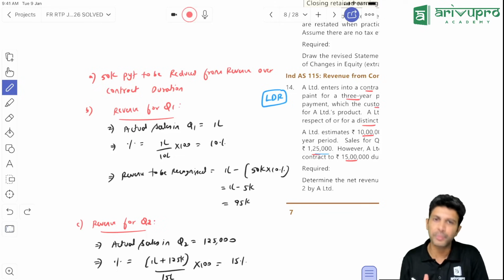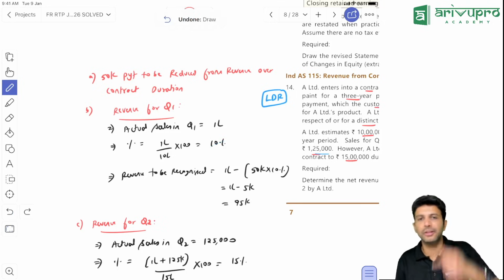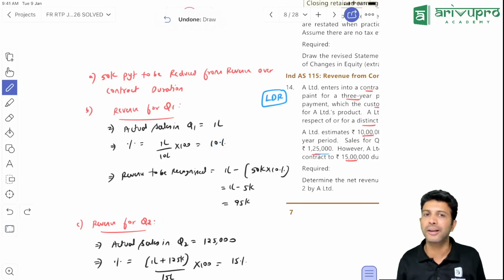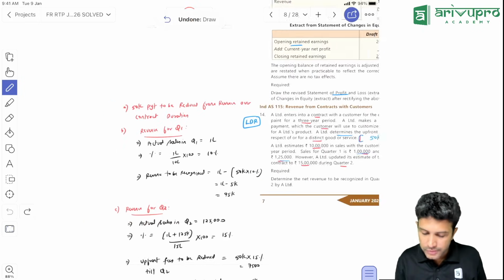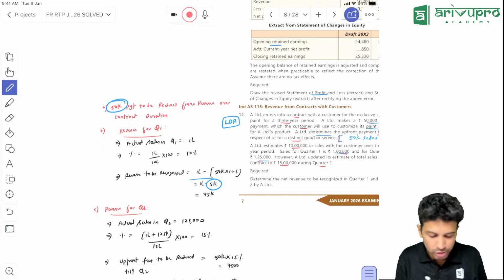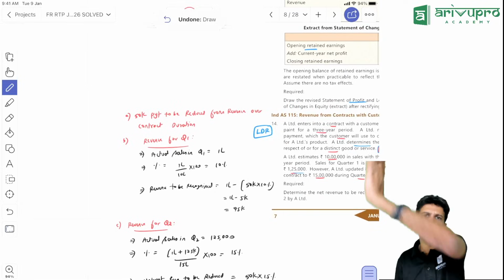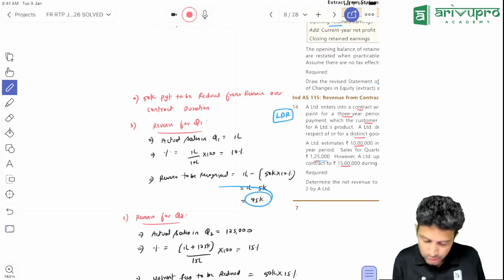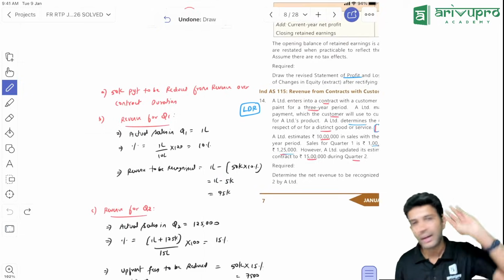How much to reduce from revenue? 10%. Why 10%? That's the percentage of sales completed in first quarter. So 10% of 50,000 is 5,000. So out of this 50,000 payment, 5,000 you'll reduce in first quarter. Remaining you'll reduce over the remaining quarters. So the revenue recognized in first quarter is 95,000.